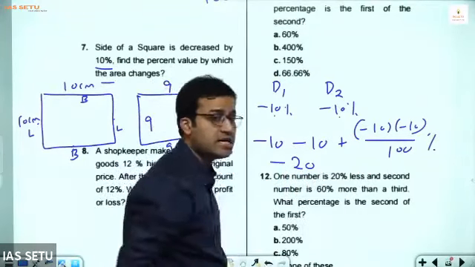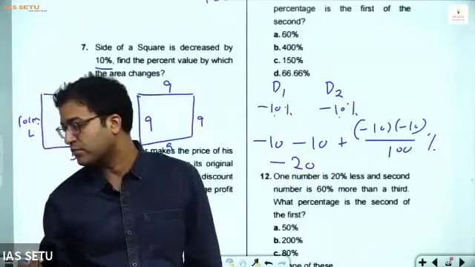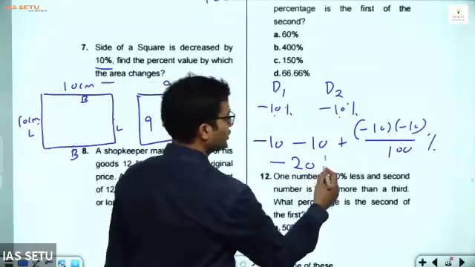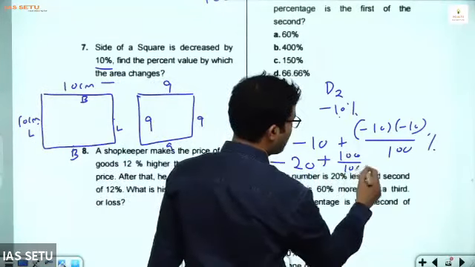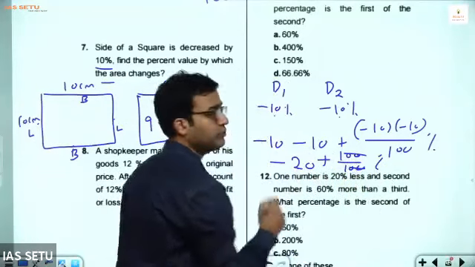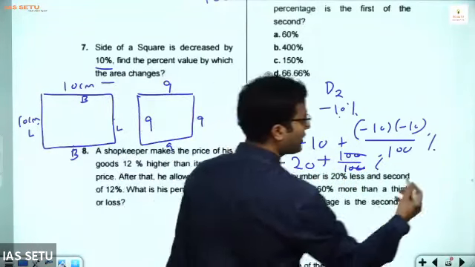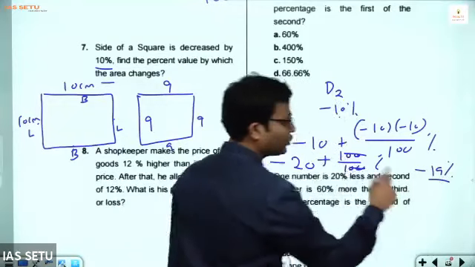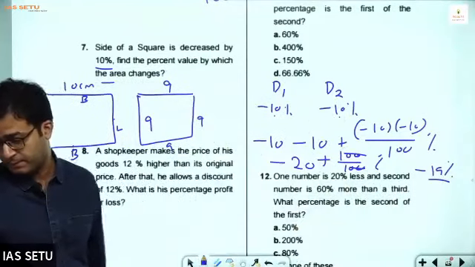10 into 10, 100. But you know very well, minus into minus is plus 100. So this is plus 100 upon 100%. This is minus 20 plus 1. So here answer is minus 19%. So this is 19% decrease.